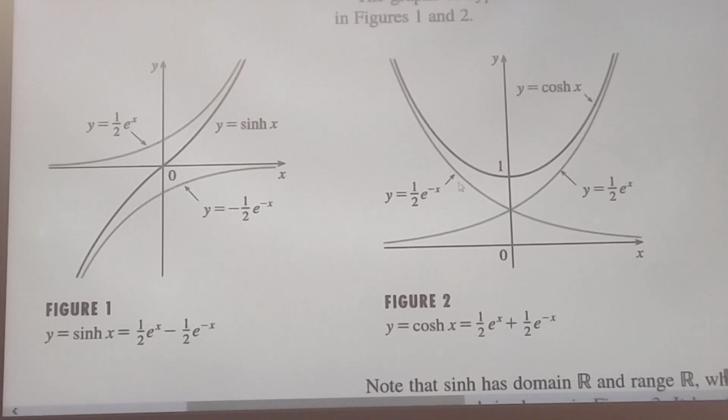If you reflect this graph of y equals half e to the power negative x along the x-axis, you are going to obtain this graph. Okay, so this is y equals negative half e to the power negative x. Like I've told you, when we are dealing with hyperbolic graphs, we mean we are adding graphs. All right, so we are going to add these two graphs to obtain a hyperbolic graph. Which two graphs are we going to add?